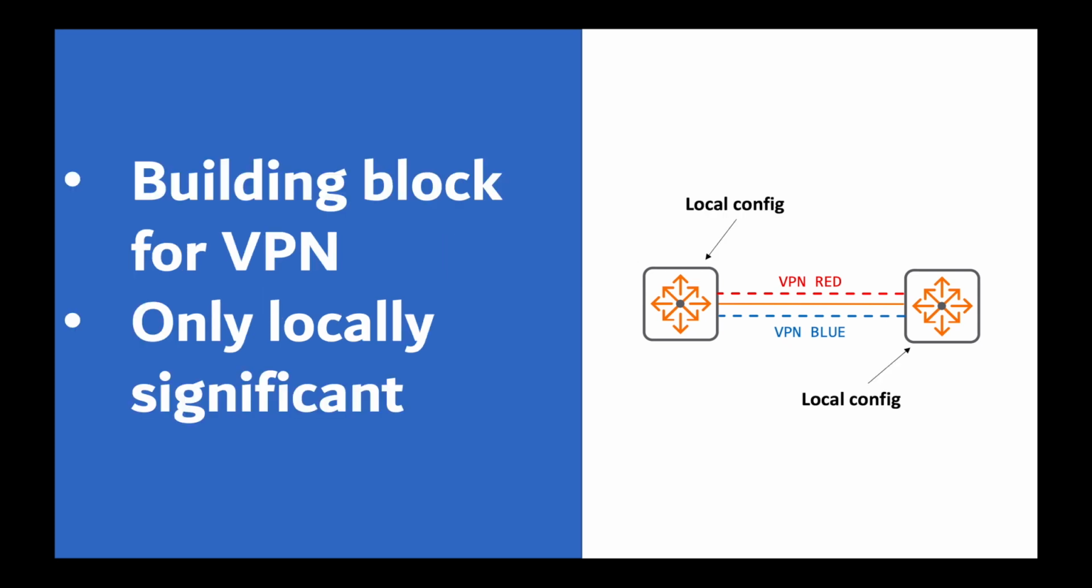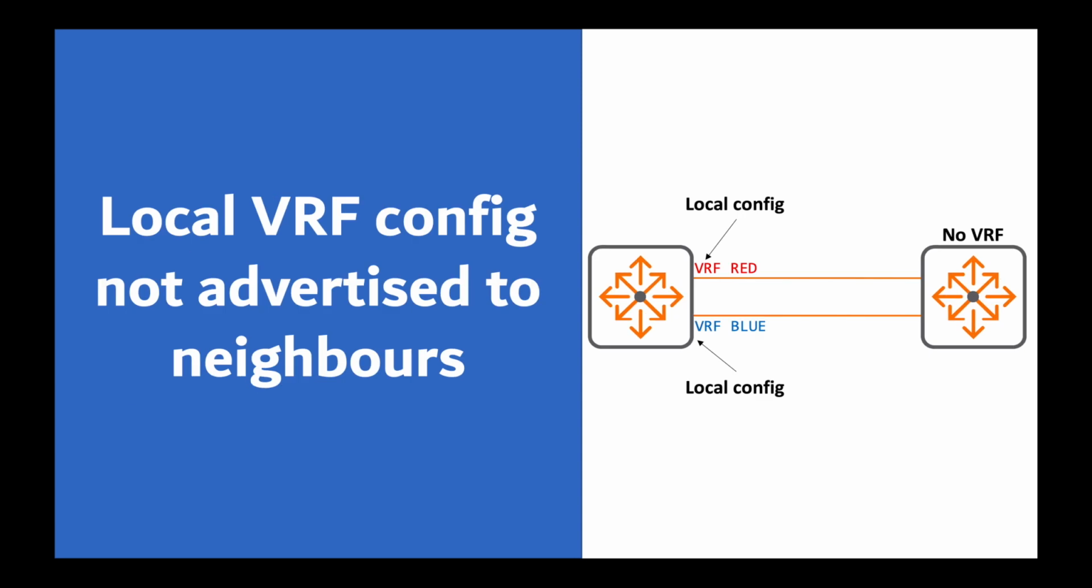VRFs are like building blocks for VPNs, but they're only locally significant. So the configuration on one device is not shared with its neighboring device. The local VRF configuration on one device is not advertised to its neighbor. On screen here, you can see this device on the left is configured with VRF red and VRF blue, but the neighbor is not configured with any VRFs. There's nothing like a routing protocol that can share state between these two devices about VRFs. And that's a really important point when you need separation of traffic across multiple devices.